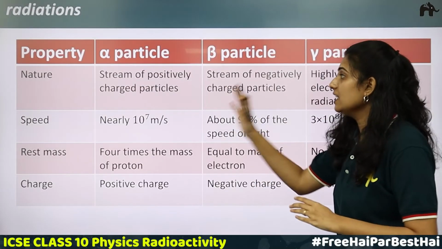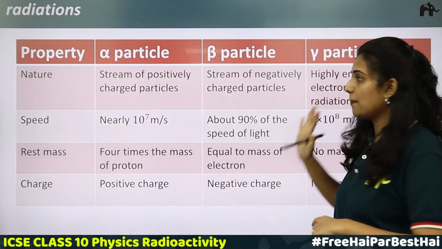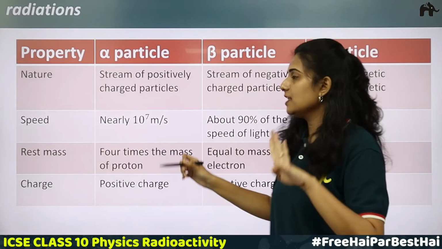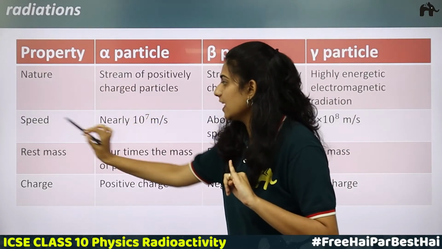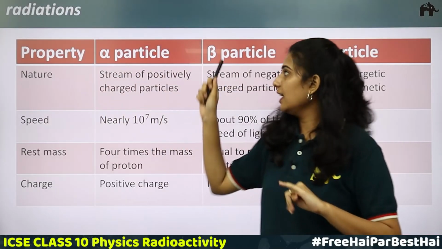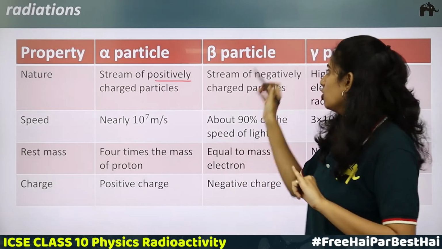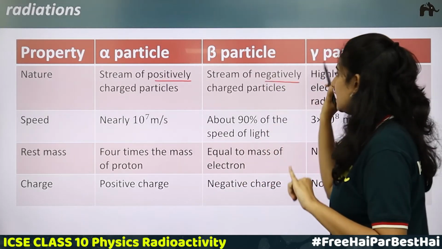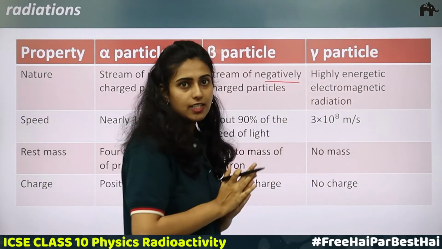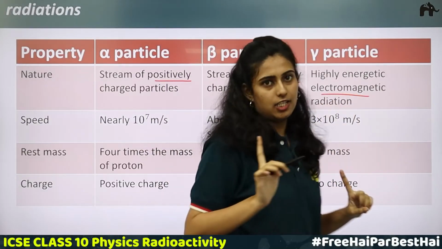Now, we can easily remember the points just by making a comparison between the alpha, beta and gamma particle. You have to just remember the different properties. The first four properties that we are going to discuss are 1st nature, 2nd speed, 3rd rest mass and the 4th charge. What is the nature of alpha particles? They are positively charged. What about beta particles? Beta particles are negatively charged. What about gamma? They are highly energetic electromagnetic radiations. There is no charge. Charge is 0.